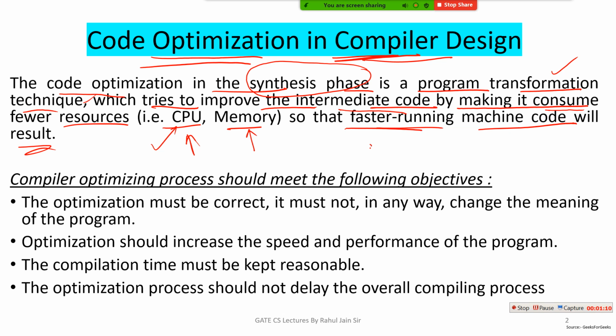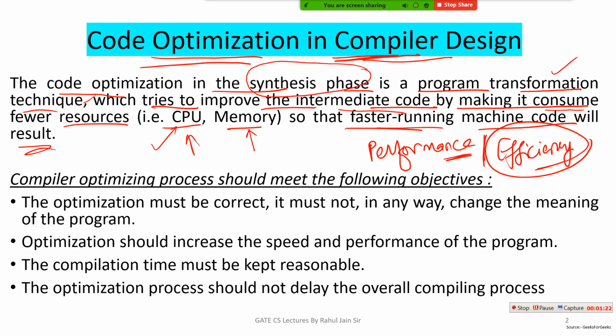Means we just need to increase performance. Everything in code optimization is because of performance. Ultimately we just want to increase the efficiency of code. It is our main target of code optimization.